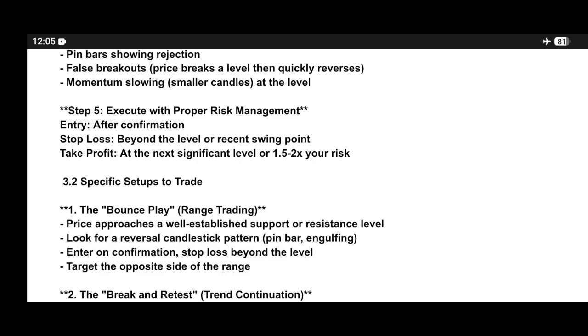Are you getting me? Then after setting your stop loss, take profit. Set your take profit at the next significant level, or 1:1.5 or 1:2 risk to reward. Are you getting my point? Then let's move on to the specific setups to trade. Because I love teaching people, these are the kinds of setups that are very necessary for you to trade, the setups that you will see in the market, which you can then execute, especially if you're a beginner starting out in trading. Are you getting me?